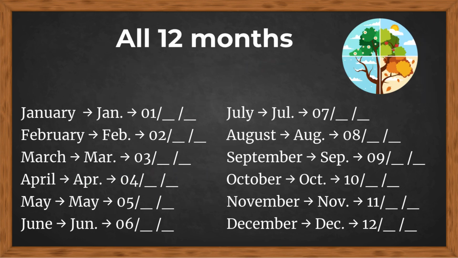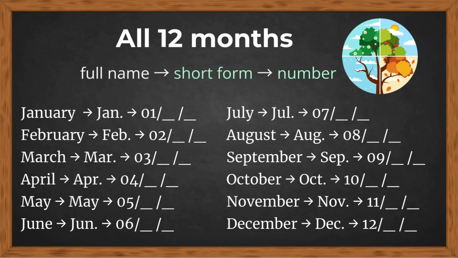Here you can see all 12 months. Each month has a full name, a short form, and a number. January, Jan, 01. February, Feb, 02. March, Mar, 03, and so on. The year starts with January, month 01, and ends with December, month 12.